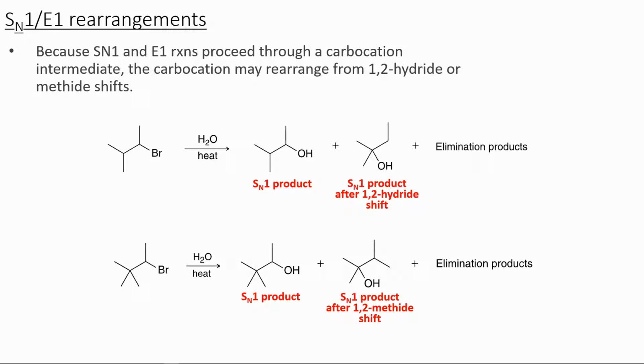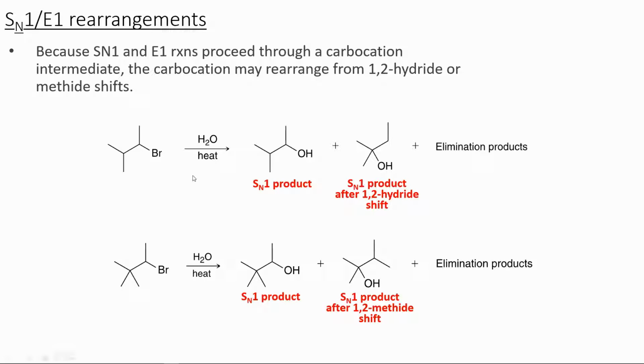Now remember, whenever we have a carbocation, there are a few things that we have to look at, and the first one is always going to be the possibility of rearrangement. In this case, for SN1 and E1 reactions, we are generating a carbocation before the nucleophilic attack or the elimination portion of the reaction occurs. So if this carbocation has an opportunity to rearrange, then it will definitely rearrange.